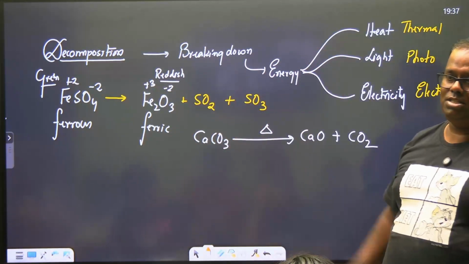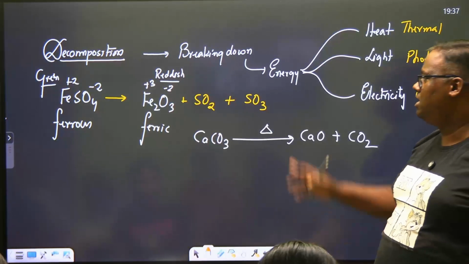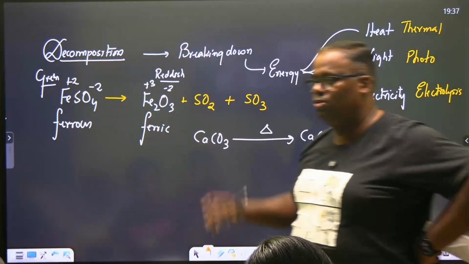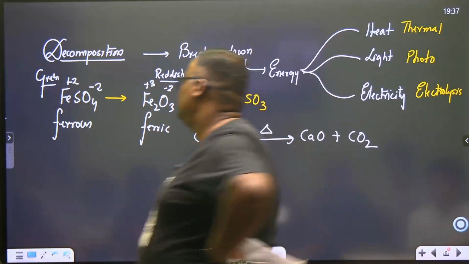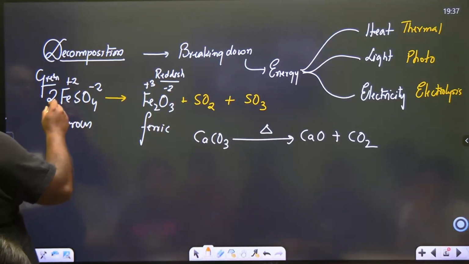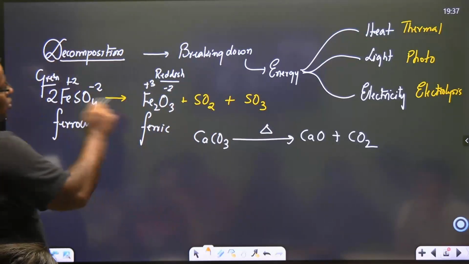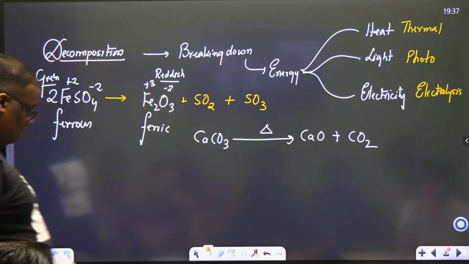Can you balance this? How many oxygens do we have on this side? 3 plus 3, 6 plus 2, 8. So if you put 2 out here, the job is done. 2 Fe, 2 Fe. Then sulfur 2, 2 sulfurs. 8 oxygens, 8 oxygens. Okay?